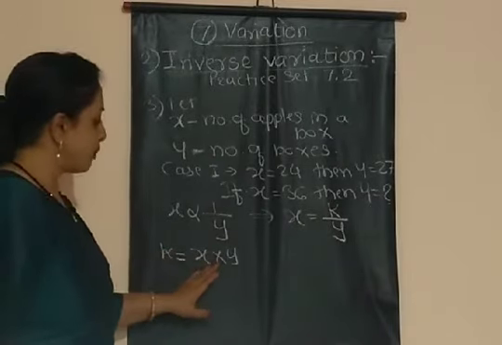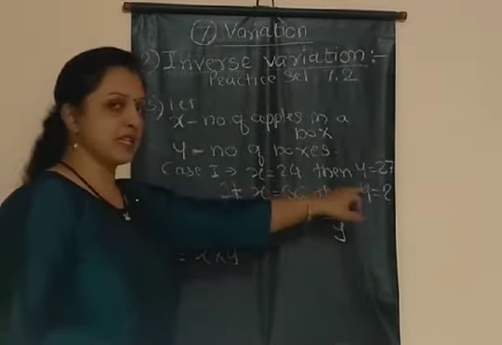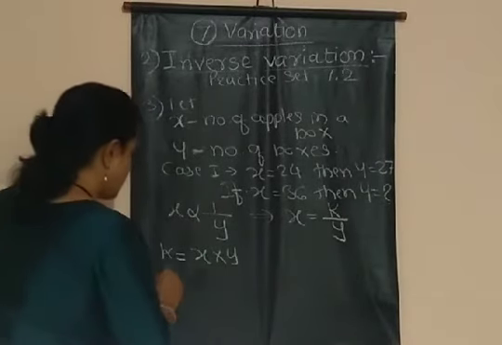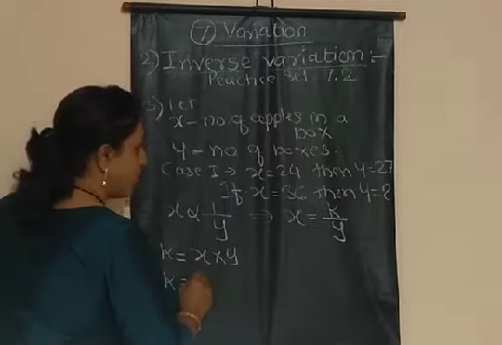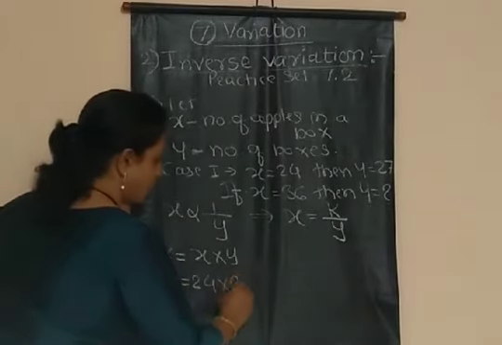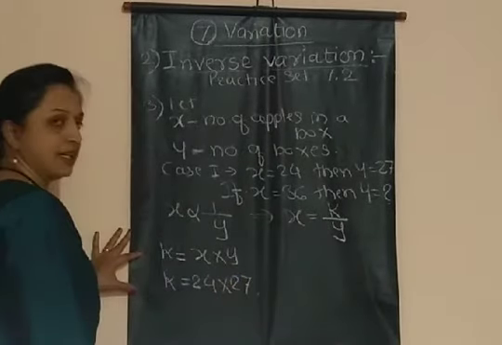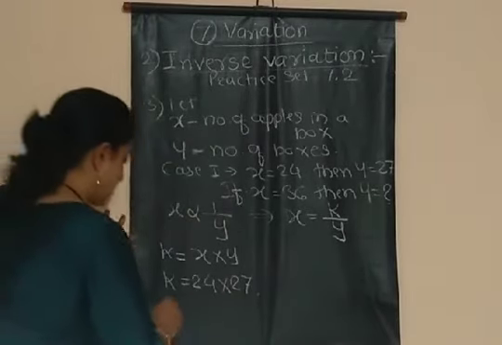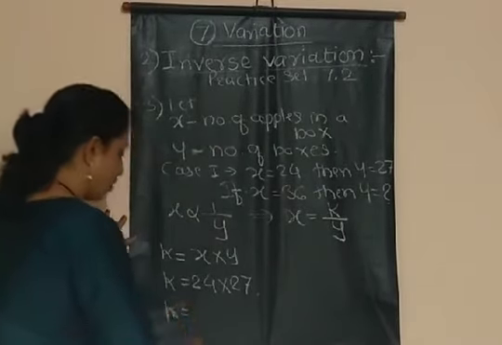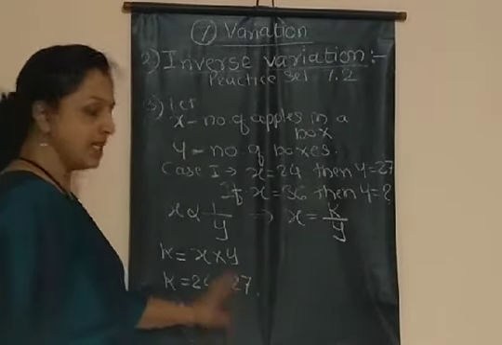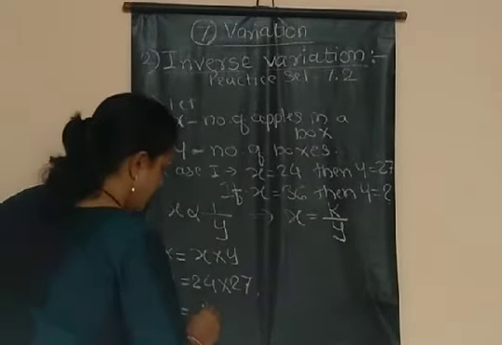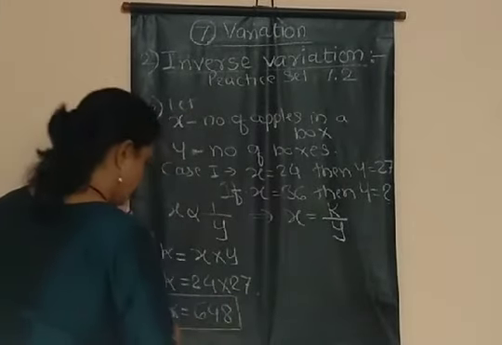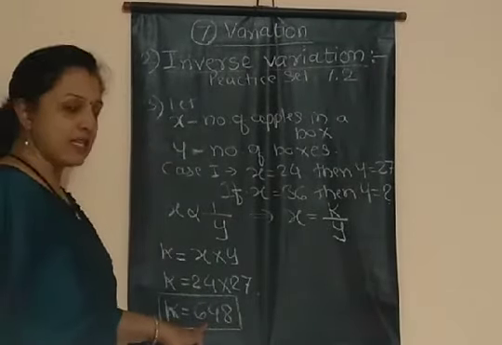Now just put the values of x and y from the first case, and you will get the constant of variation, k. So let us put the values. x is equal to 24 and y is equal to 27. Just take the product of these two quantities, and we will get the value of k. So what is the value of k? k is equal to the product of 24 and 27, that is 648. You can calculate this on your own, you will get the answer 648.